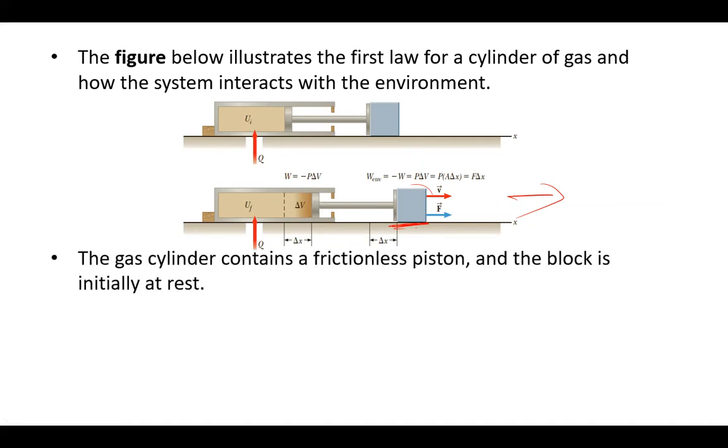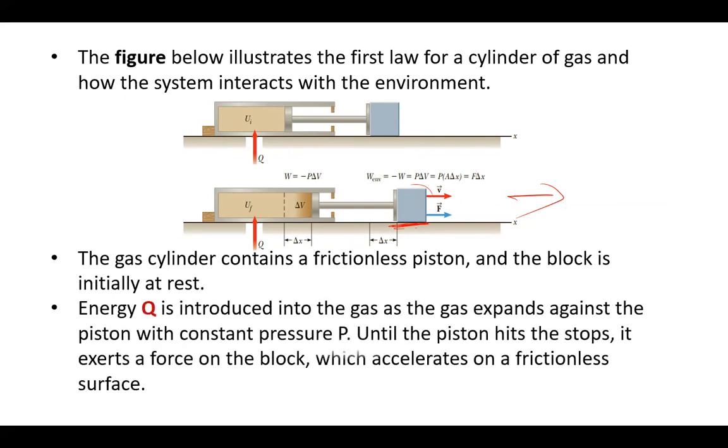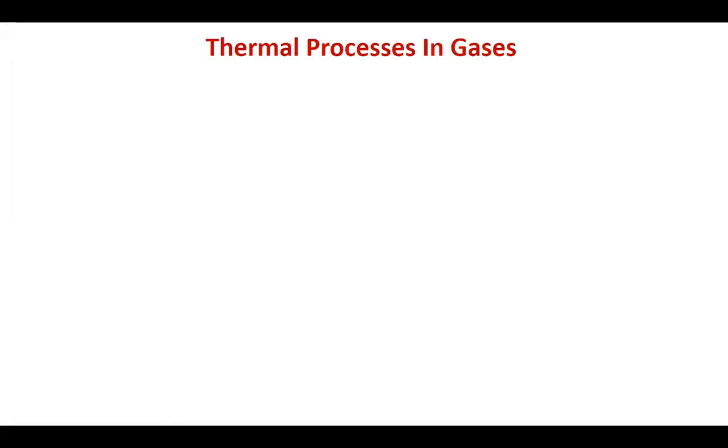Right, so the gas cylinder contains the frictionless piston, and the block is initially at rest. Energy Q is introduced into the gas as the gas expands against the piston with constant pressure P until the piston hits the stop. Until the piston hits the stop, it exerts a force on the block which accelerates on the frictionless surface. All right, so let's just quickly move on.